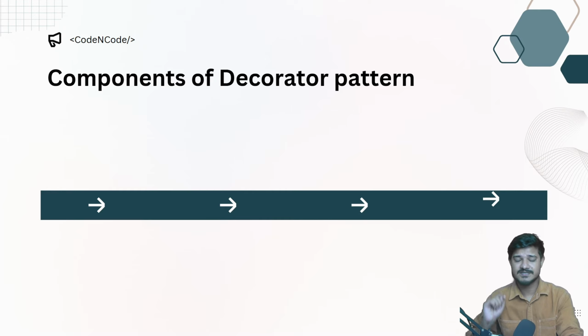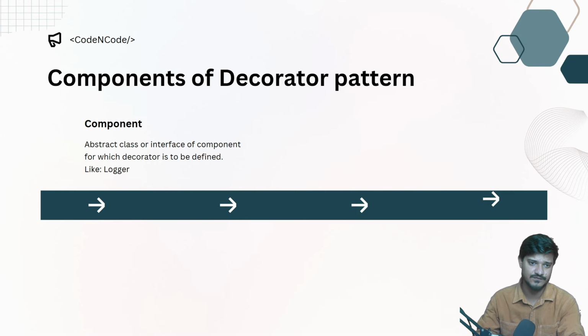So you will understand it better with an example. I'll explain that also, but let's have a look at the components of the decorator pattern. First of all, you will have the component. It's an abstract class or interface of the component which is to be decorated. In our case, it would be the character. Character needs to have different features at runtime, so that would be your component. It could be an interface or an abstract class, up to you.